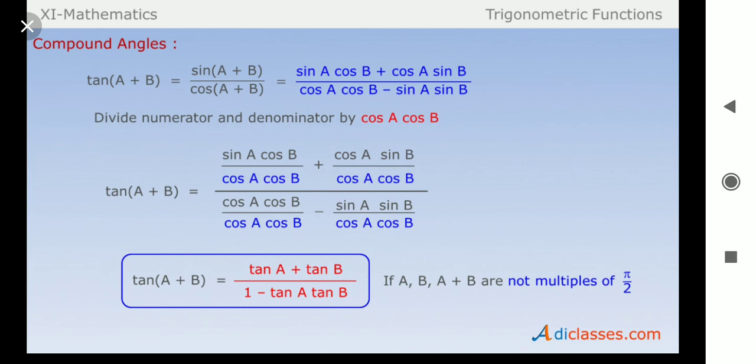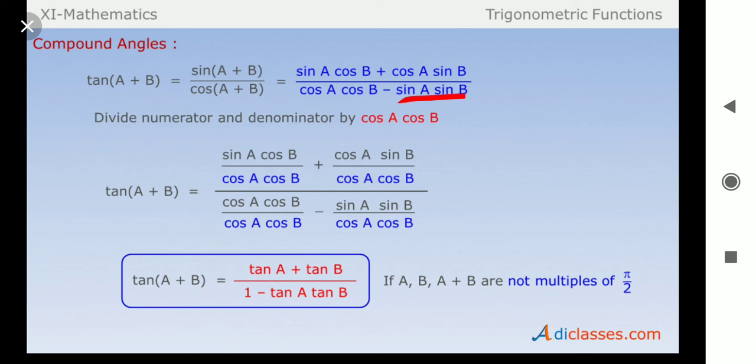Now see, this is tan(A+B). We know that tan theta equals sin theta by cos theta. So here in place of theta I have written A+B: tan(A+B) equals sin(A+B) by cos(A+B). We have already studied the formula sin(A+B) equals sin A into cos B plus cos A into sin B. We have also studied cos(A+B) equals cos A into cos B minus sin A into sin B. So written as it is.